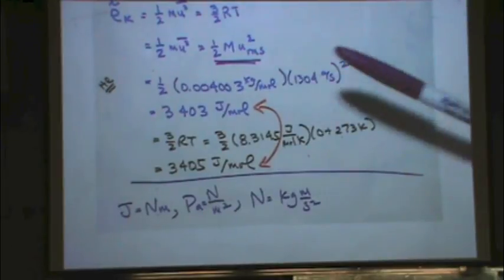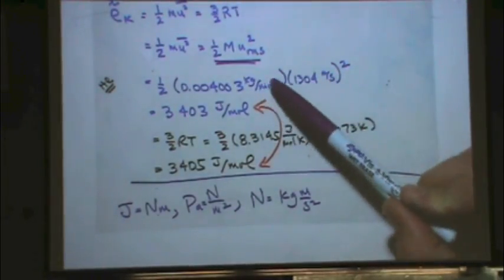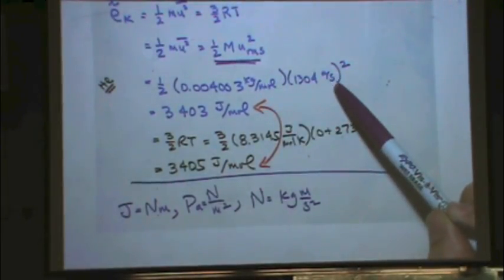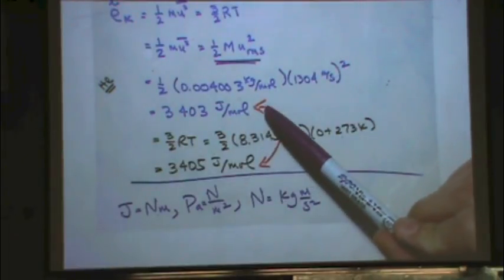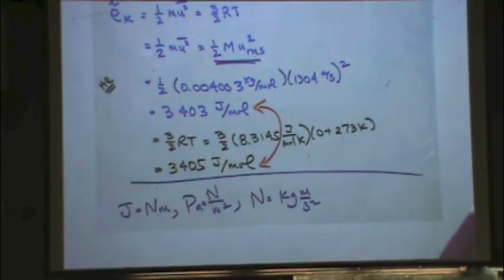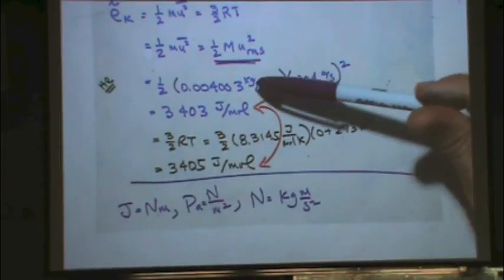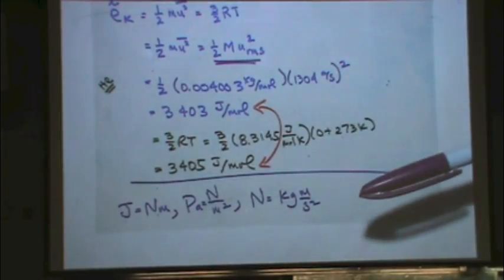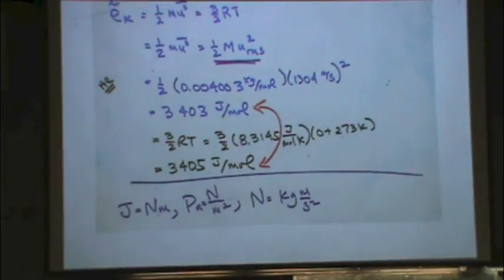And I would expect you to take units like this, kilograms per mole, meters squared per second squared, and end up with joules per mole. Would anybody like me to do that right now, or is that something you feel okay? Could you get from these units to joules? Who would like me to do something like that right now? Okay.